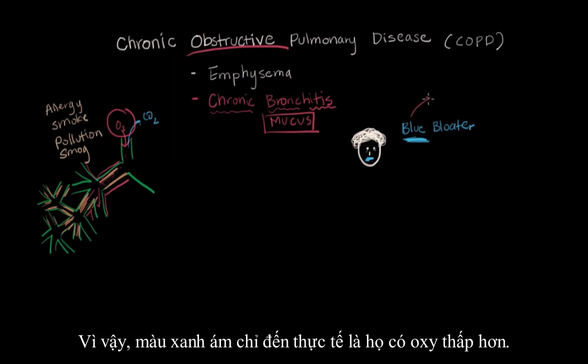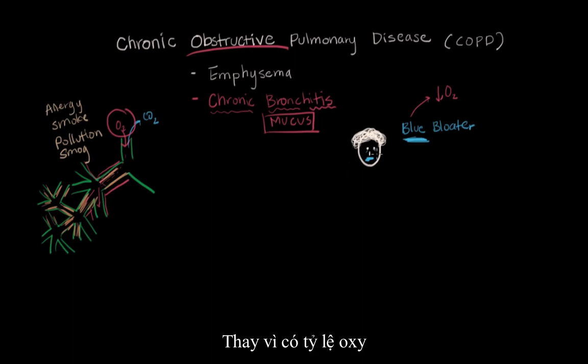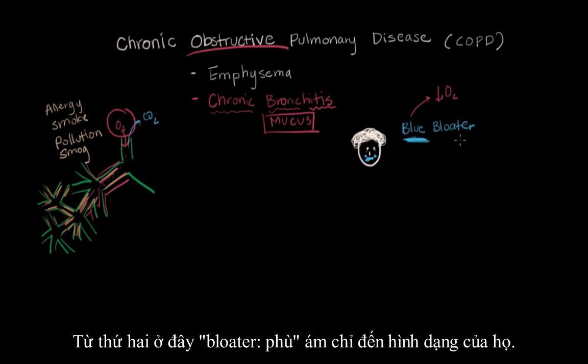So blue refers to the fact that they have lower oxygen. So instead of having a percentage of oxygen in the high 90s, like people usually do, high 90s to 100, they might have lower 90s, 80s, depending on the severity. And the second word here, bloater, refers to their shape.